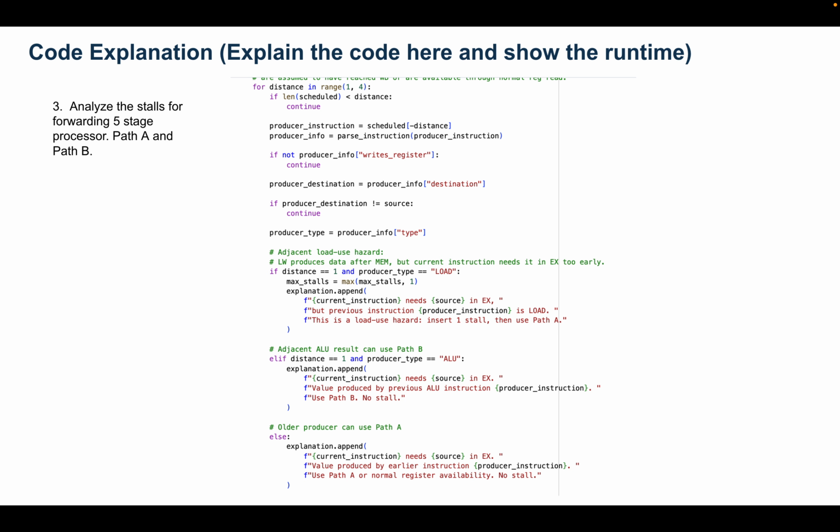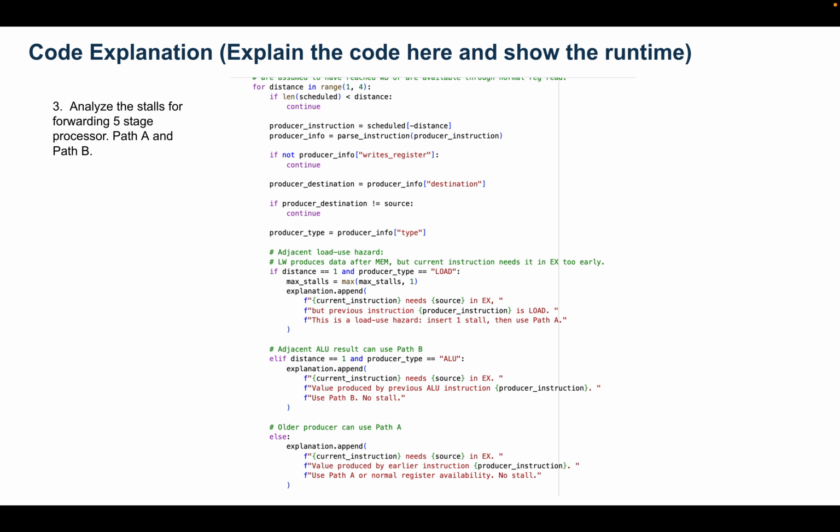If the producer is older, path A is used or normal register availability is assumed, and no stall is inserted also. If the producer is the immediately previous load instruction and this is a load-use hazard, in this case 1 stall is inserted and then path A can forward the loaded data. For MEM stage source, meaning store data for SW, store word, path C is used here. If a previous instruction produced the store data, it can be forwarded to data memory, so no stall is needed.